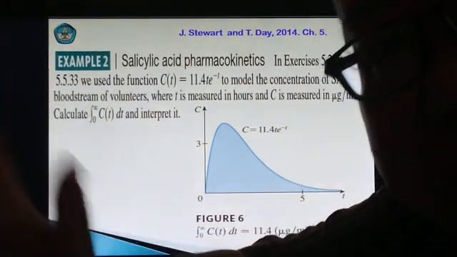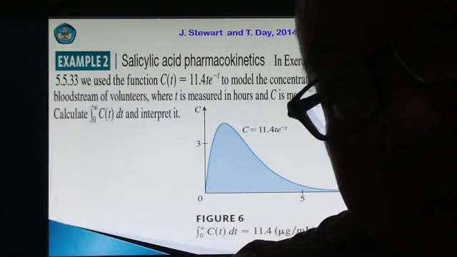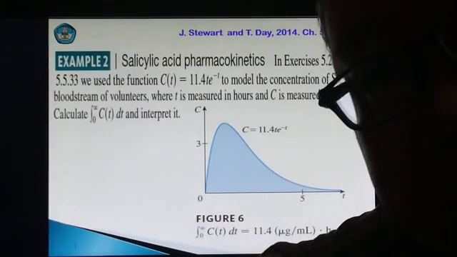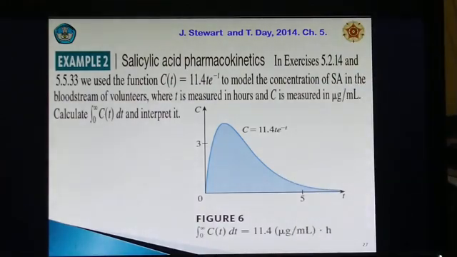Okay, let us continue our discussion of the improper integral. Here I take example number 2 from Stewart and Day, 2015, chapter 5. Here is an example of the use of the improper integral in pharmacokinetics.